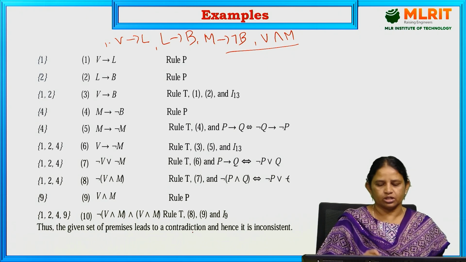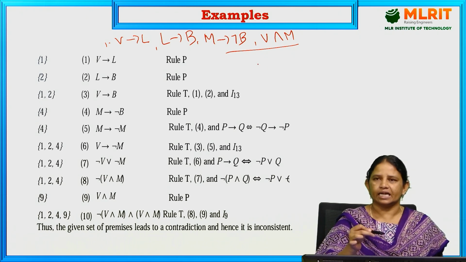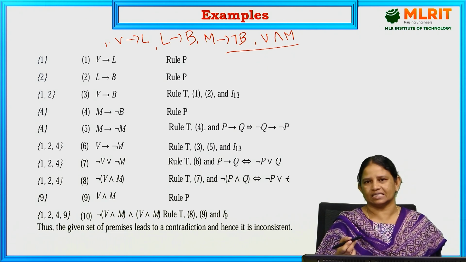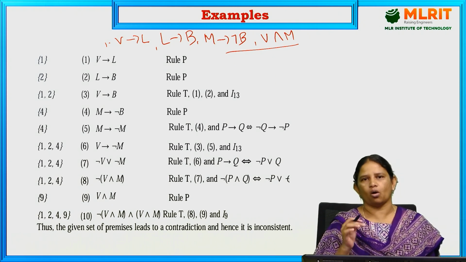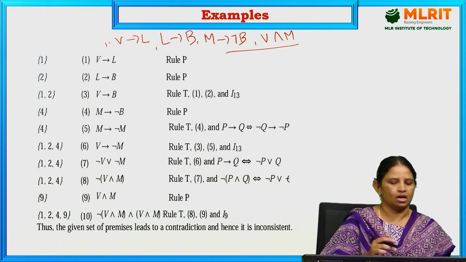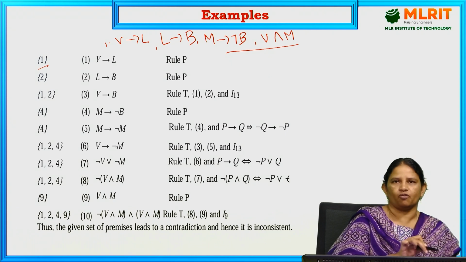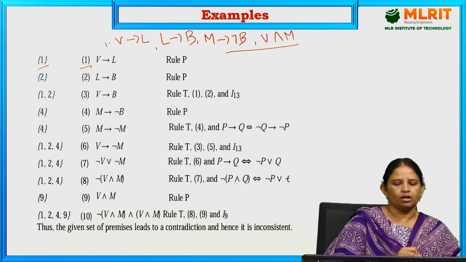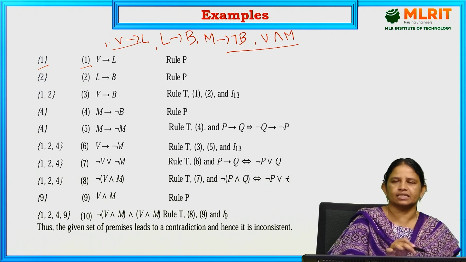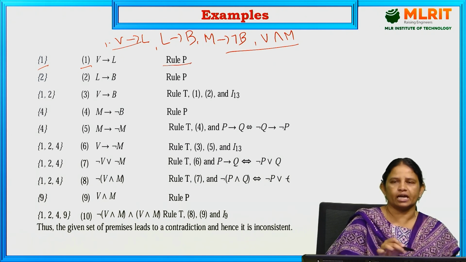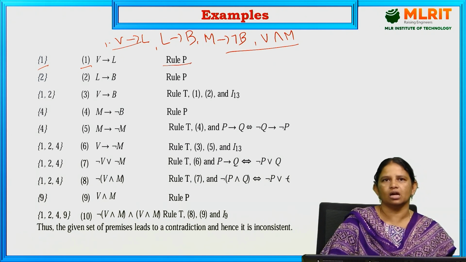The conclusion, we have to prove that the set of premises are inconsistent. That means we need to show that the conclusion is a contradiction, that means false. Consider premise number 1. The first premise already exists in the set of premises. We can call it rule P.